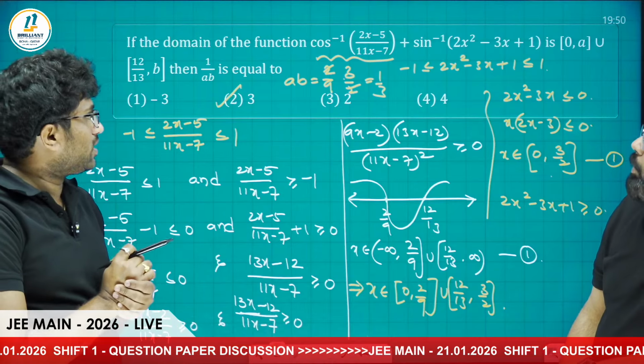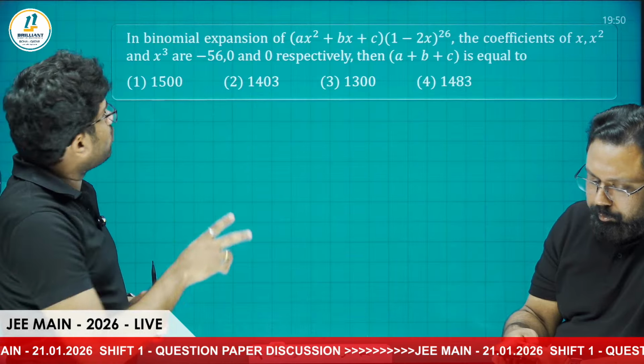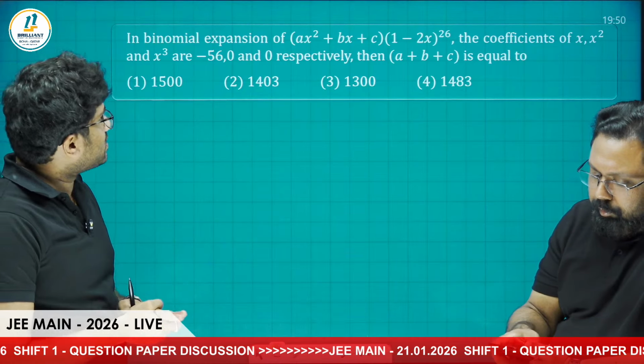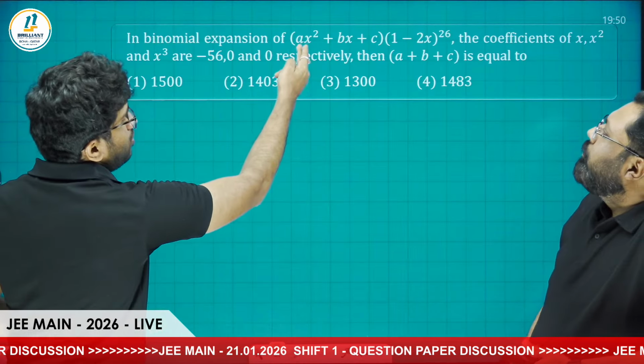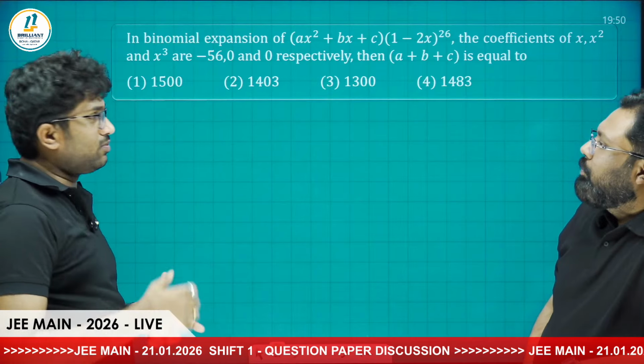Yes. Next question. In the binomial expansion of ax square plus, in the whole 25 questions, this is the lengthiest question. Students will be putting almost more than 7 to 8 minutes of time into solving this. Here they have given that in the binomial expansion of this, the coefficients of x square and x cube are given. Then what is the value of abc? So solving for abc is our requirement now.